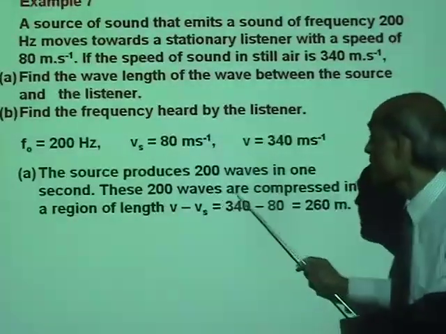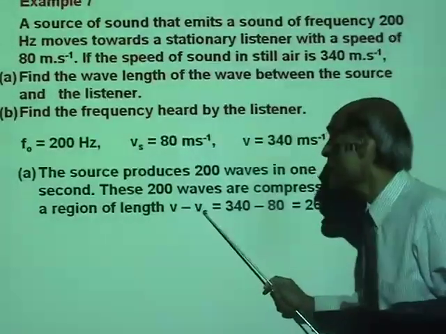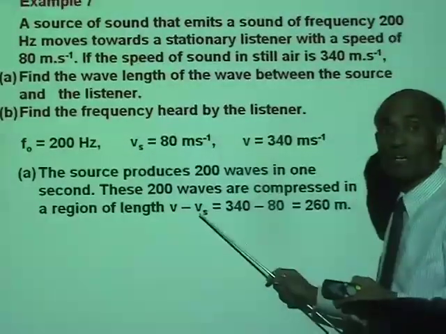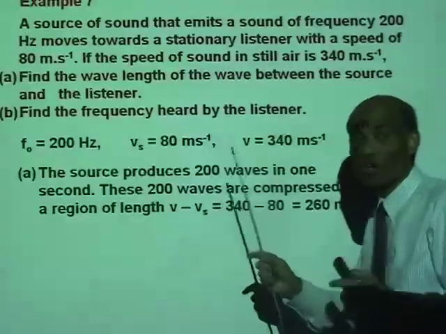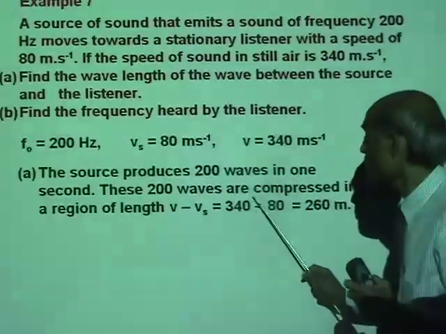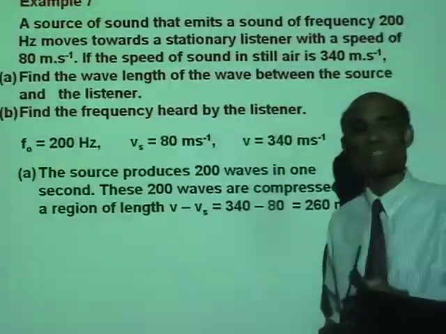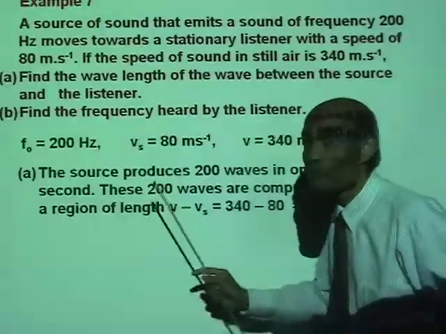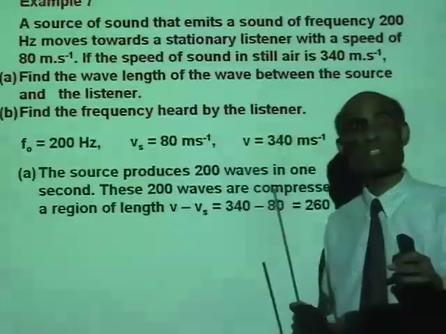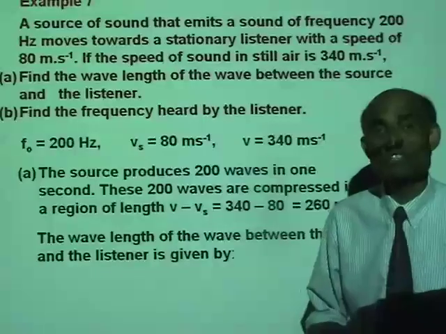These 200 waves are compressed in a region of length V minus Vs, where V is 340, Vs is 80. So these 200 waves are compressed in a region 340 minus 80, that is 260 meters. So 200 waves are compressed in a length 260 meters. What is the wavelength as the wave reaches the listener?